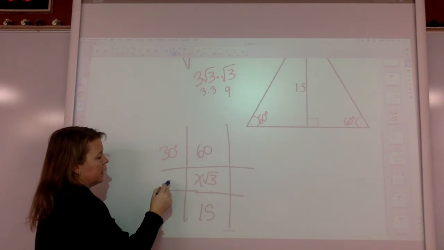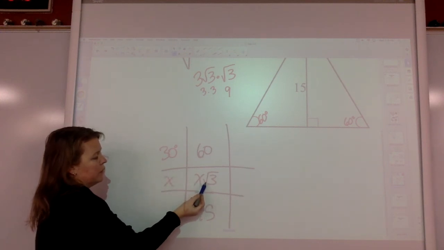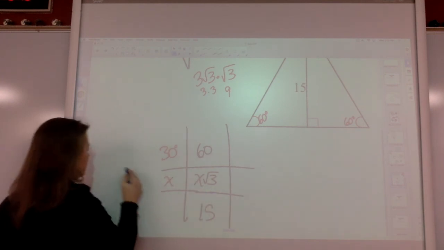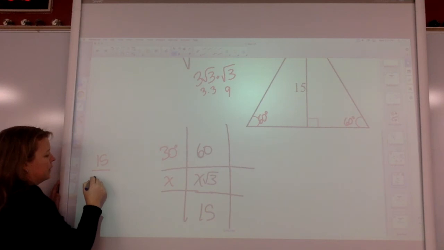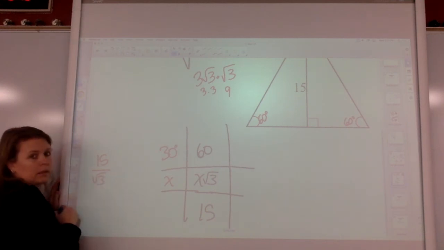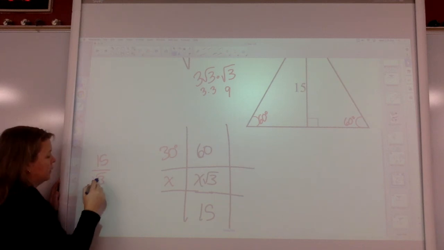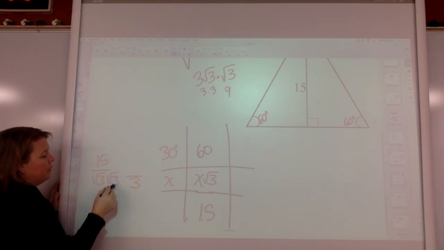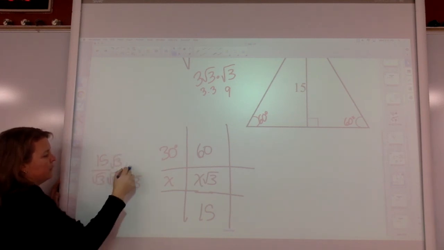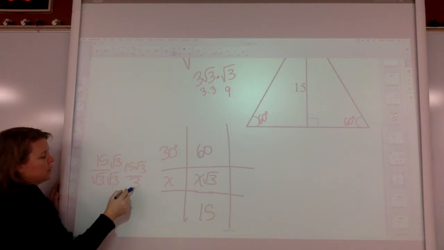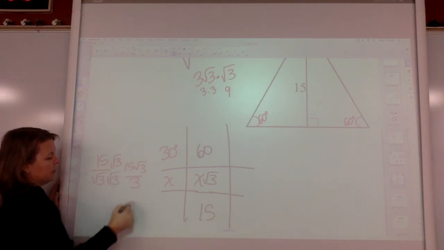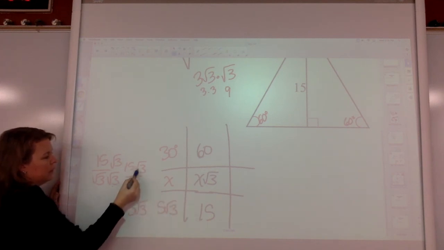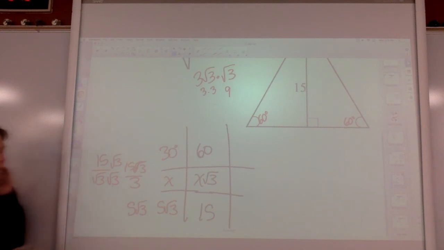How big is this small side? It's square root of 3 times less than the medium side, which means we're going to take 15 and divide it by square root of 3. 15 divided by square root of 3. Multiply the denominator times itself. Square root of 3 times square root of 3 is 3. Whatever you do to the denominator, you do to the numerator. 15 square root of 3. But 15 square root of 3 divided by 3 is 15 thirds. 15 thirds reduces down to 5. Don't touch the radical. He's in jail. He stays. Square root of 3.